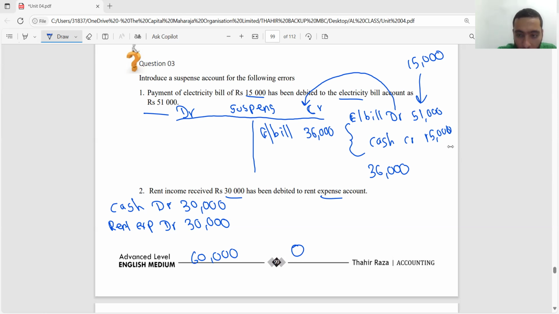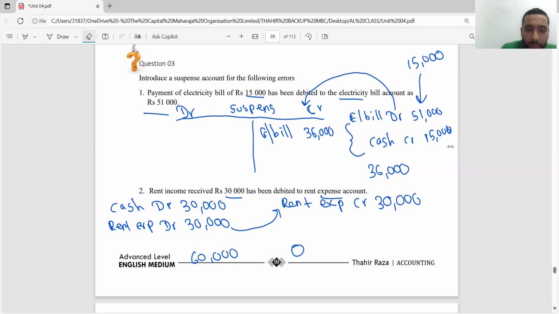So, what you have to do? How to correct this entry? First of all, you have to remove this from the rent expense. So, how to do that? You have to put rent expense credit 30,000. You have to remove this. තේරුණාද ළමයි? Rent expense credit කරනවා 30,000 වලින්.